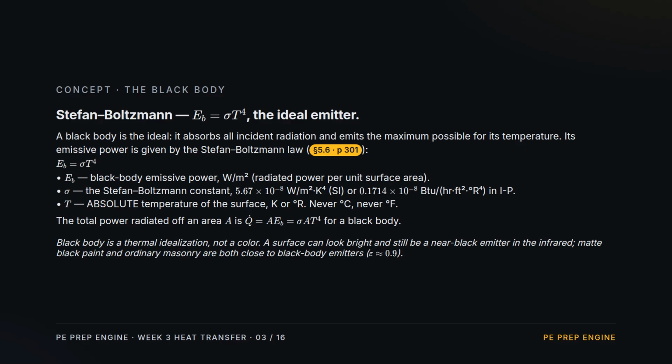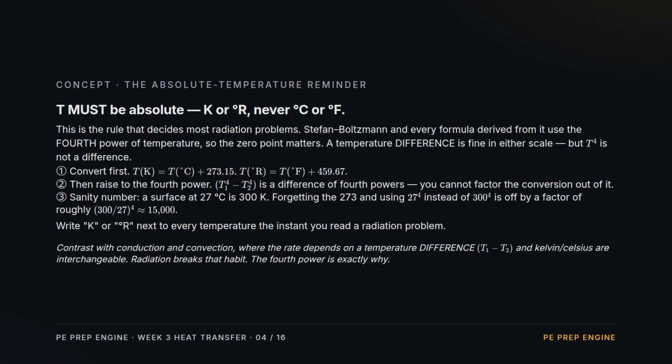And remember, black body is a thermal idealization, not a color. Matte black paint and ordinary masonry are both near it. This is the rule that decides most radiation problems.